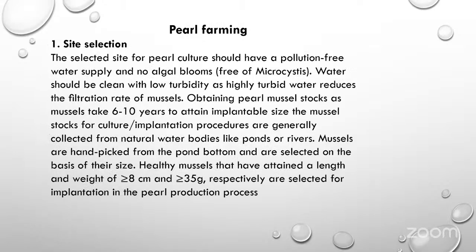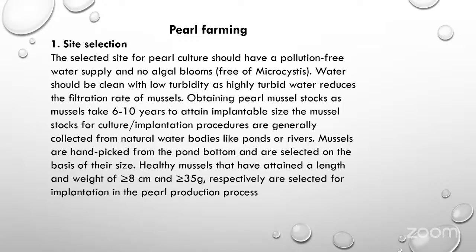If you look at the first step, that is site selection, the selected site for pearl culture should have a pollution-free water supply and no algal blooms. That means it should be free of any microcystis. Water should be clean and with low turbidity, as highly turbid water reduces the filtration rate of mussels.